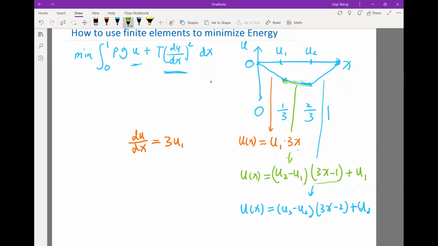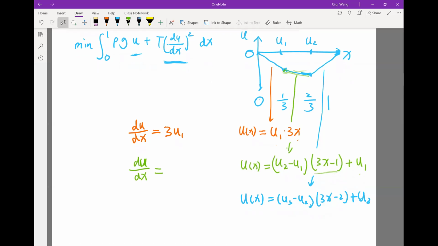Okay, and my du/dx in the second element, what is it? Three times the quantity u2 minus u1. Yes, 3 times u2 minus u1. And I think I've made a mistake in the third element because I don't actually have u3, right? u3 is equal to 0, so we have actually 0 here. All right, so my derivative in the third element is actually what? Minus 3 times u2, right? Okay, so this is what we have as the derivative and the function.